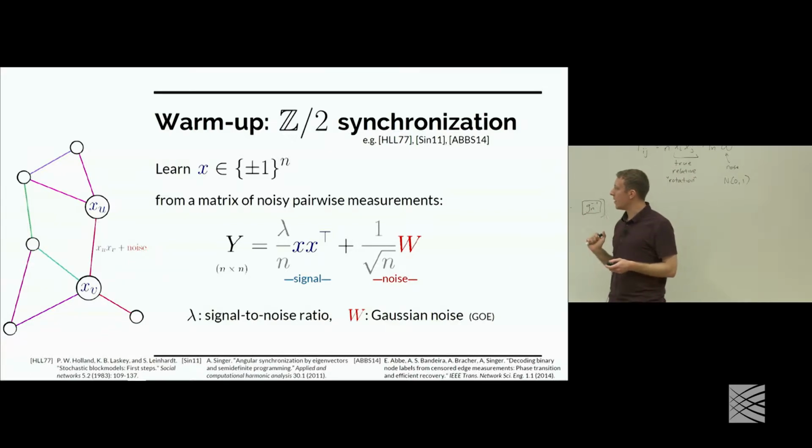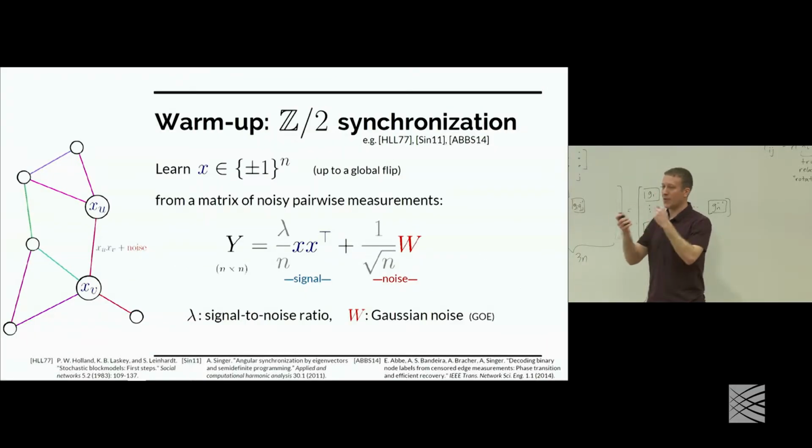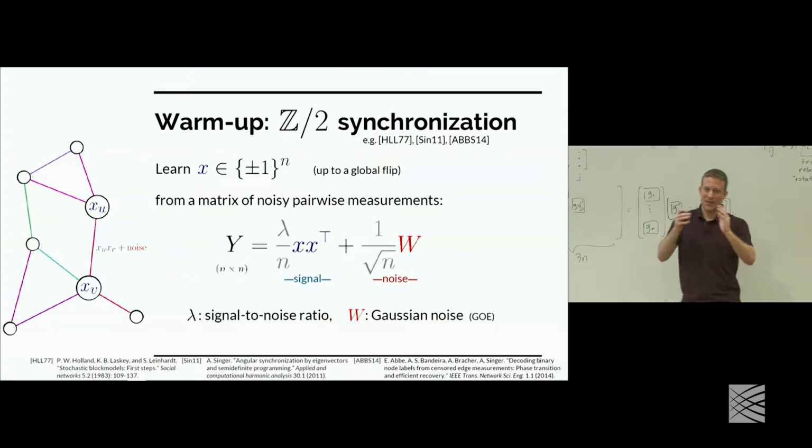And so I didn't specify what this lambda is, right? This lambda is just a positive value that indicates how much signal versus noise we have. And that's just a constant that doesn't depend on n. Okay, so is this model clear here? And then finally, just note that we can't hope to learn the actual true vector of x's. We can only hope to learn it up to a global sign flip, because we can only learn the relative plus minuses, right? So if I flipped all of them, it would look the same.